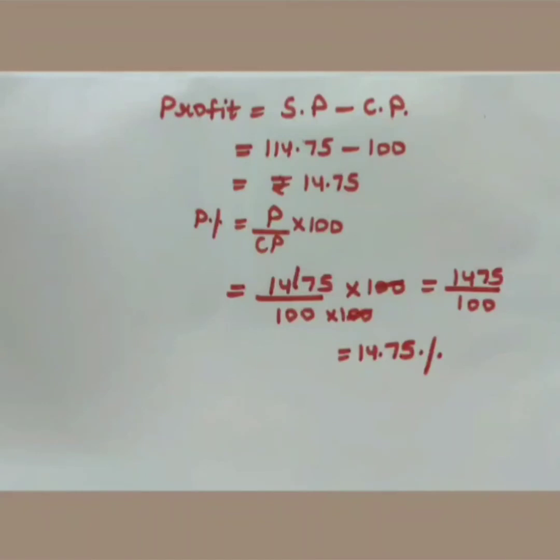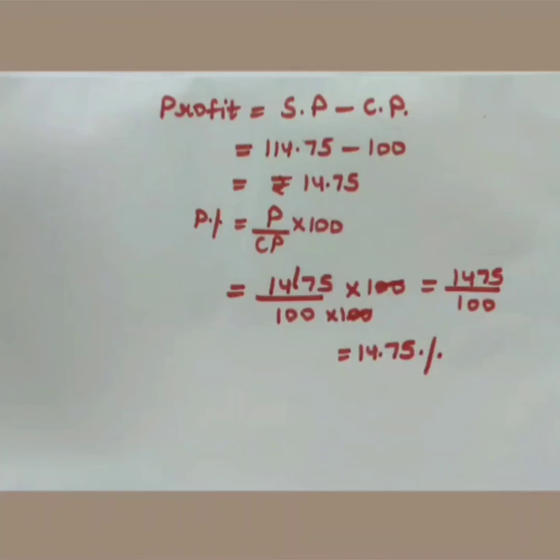We have already calculated our selling price, that was coming to rupees 114.75. So now we need to calculate our profit. Profit is equal to, remembering our old formula, selling price minus cost price. Cost price we have assumed as 100 rupees. So 114.75 minus 100. Profit we are getting is rupees 14.75.